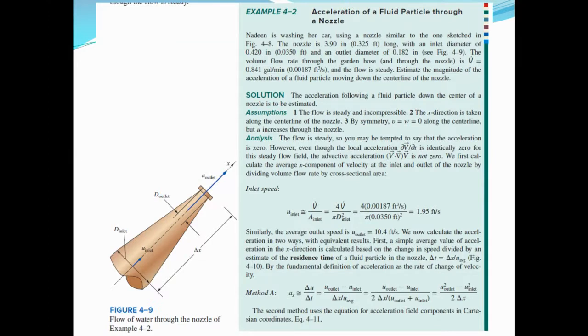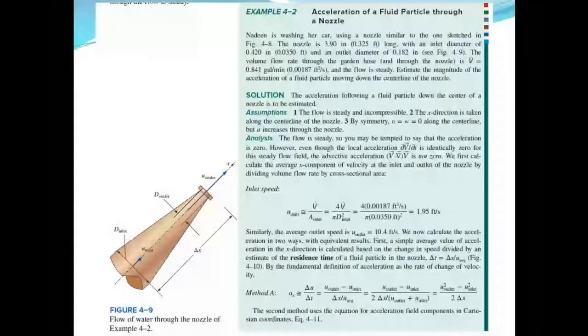It says Nadine is washing her car using a nozzle similar to the one sketched in figure 4.8. This is the nozzle. This is the inlet diameter, which is bigger than the outlet diameter. The inlet velocity, outlet velocity. So we have the diameters given. The inlet diameter and the outlet diameter are all provided, and the length, delta x, the length of the nozzle.